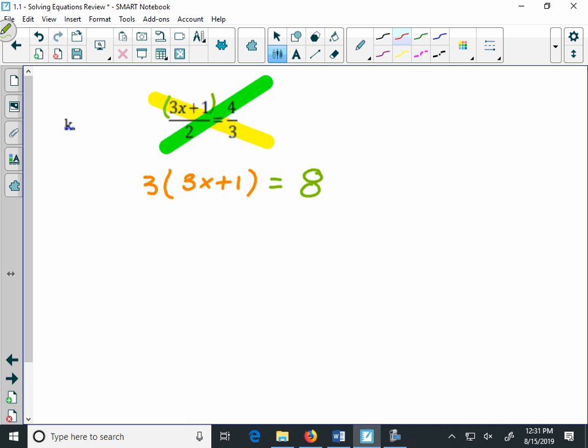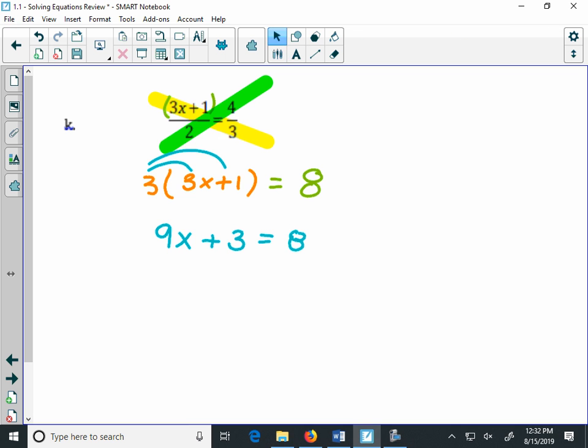This is really similar to that example. Which example is it? H at the top of your paper. What do we have to do first when we solve? Distribute. Very good. Just like you did with problem H. Take that number on the outside and distribute it, so multiply it by everything on the inside. What do we get when we distribute that 3? 9x plus 3. And now we're back to those two-step equations.